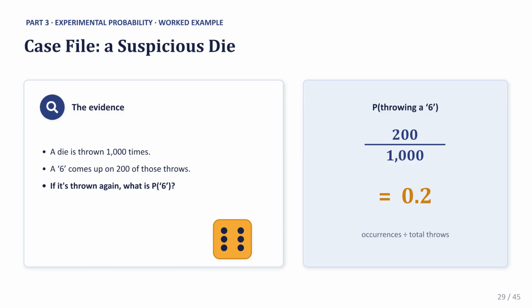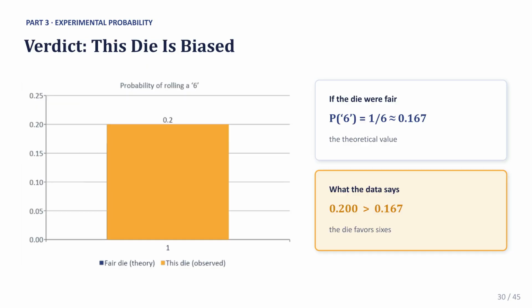Let's look at a case file. A die is thrown 1,000 times, and a 6 appears 200 times. Based on this evidence, the probability of rolling a 6 is 200 divided by 1,000, which is 0.2. Now, we must ask if this is normal or if something is wrong with the die. A fair die would result in a probability of about 0.167 for a 6. Our experimental result of 0.2 is clearly higher. This gap across 1,000 throws confirms the die is biased.